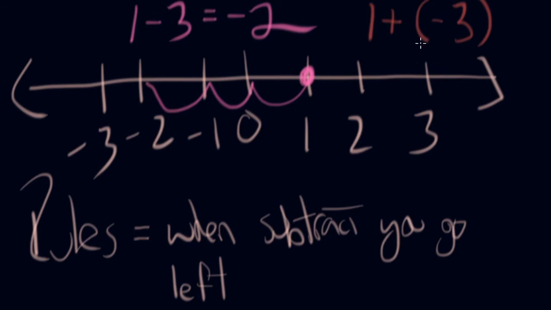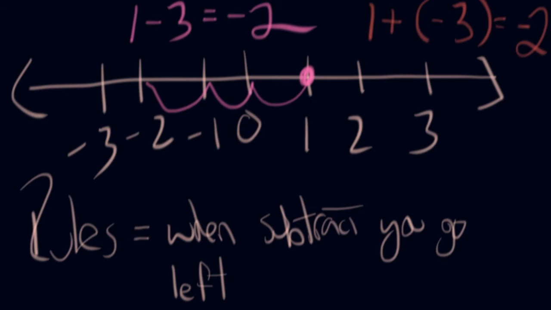However, when you use the idea of the snow and the math bear and the holes, this one seems to work out pretty well, doesn't it? 1 plus an opposite 3. You're filling in only one of those negative holes, leaving you with, of course, negative 2.